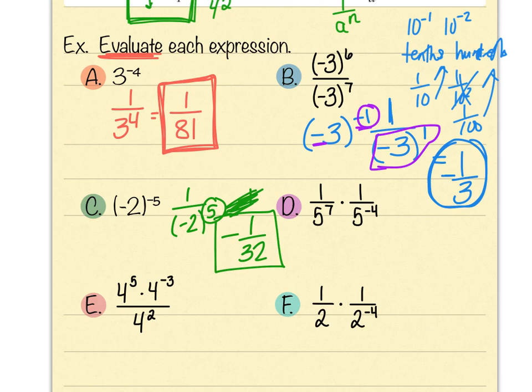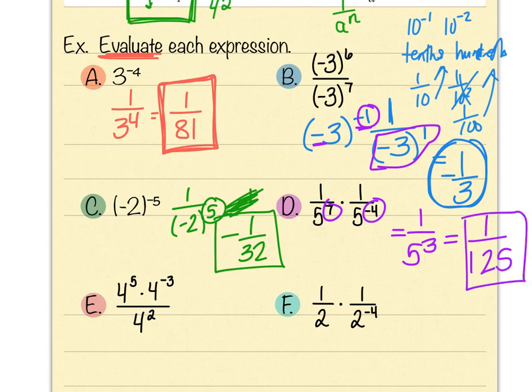For example D, we've got the product property kicking in here. 1 times 1 is 1 on the top. And then on the bottom, 7 and negative 4 makes 3. Just like that. And I'm going to go ahead and evaluate that. 5 times 5 times 5 is 125, so 1/125th.